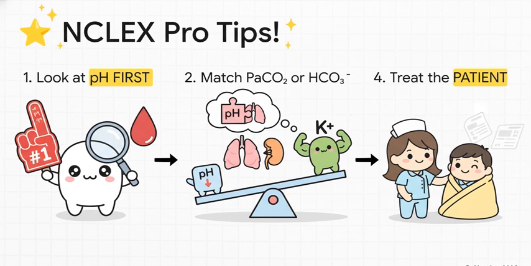Step 3, don't forget about potassium. Remember, it moves in the opposite direction of pH. So acidosis equals high potassium, alkalosis equals low potassium. And the most important rule of all, we treat patients, not numbers. The ABGs have to match what you're seeing in front of you.